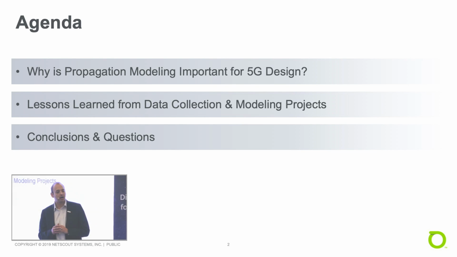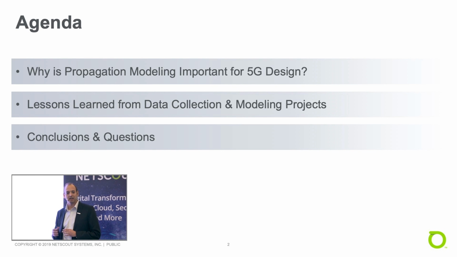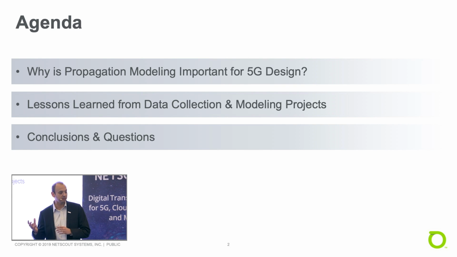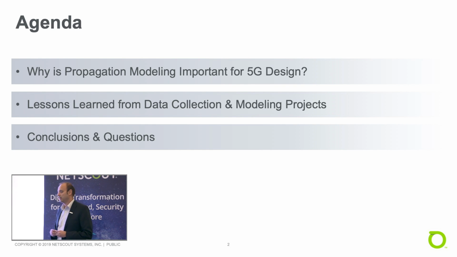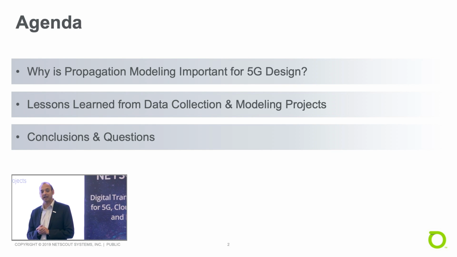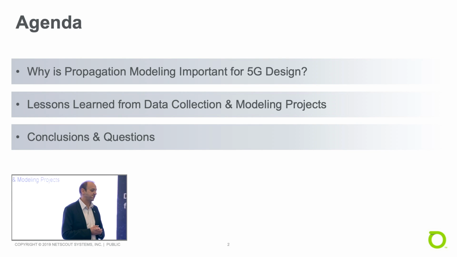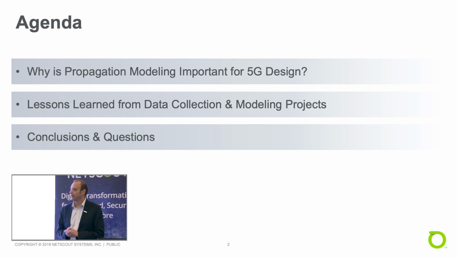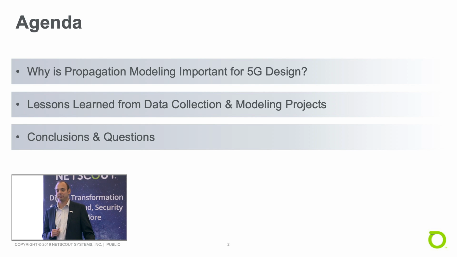We have limited time today, so our agenda is short but packed. We're first going to talk a little bit about what propagation models are, what they do, and why they're important. Then we're going to go into some of the lessons learned that we had during our data collection season in 2018, particularly in the 5G domain. And at the end, we're going to do conclusions, and hopefully we'll have some time to do some Q&A at the end as well.